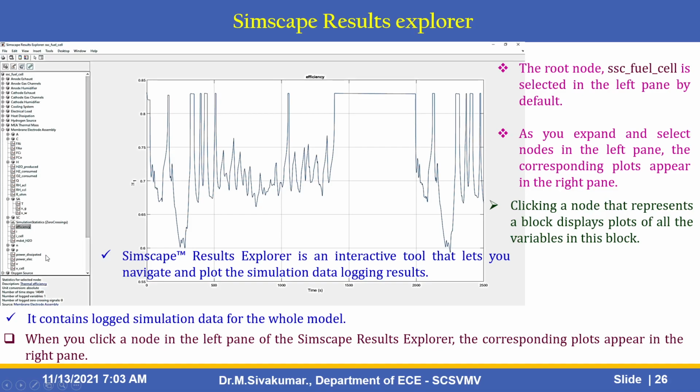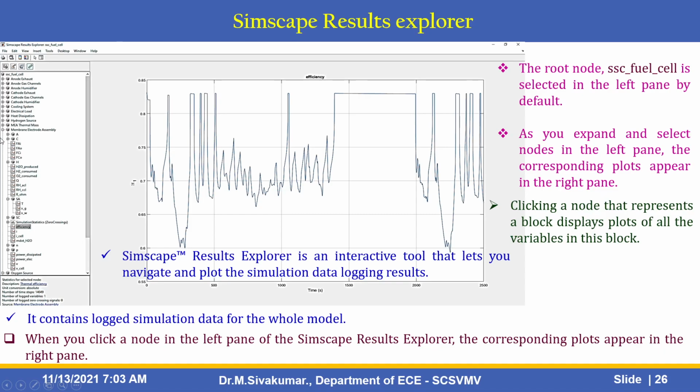Here itself, each and every node we can see. The root node, SSC fuel cell, is selected in the left pane by default. You may expand it by using this plus button. As you select nodes in the left pane, the corresponding plots appear in the right pane. Clicking a node that represents a block displays plots of all the variables in this block.